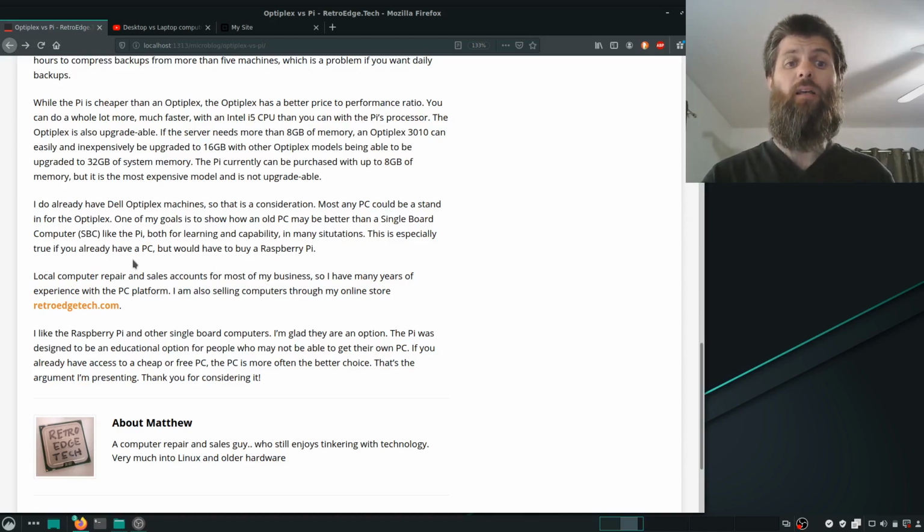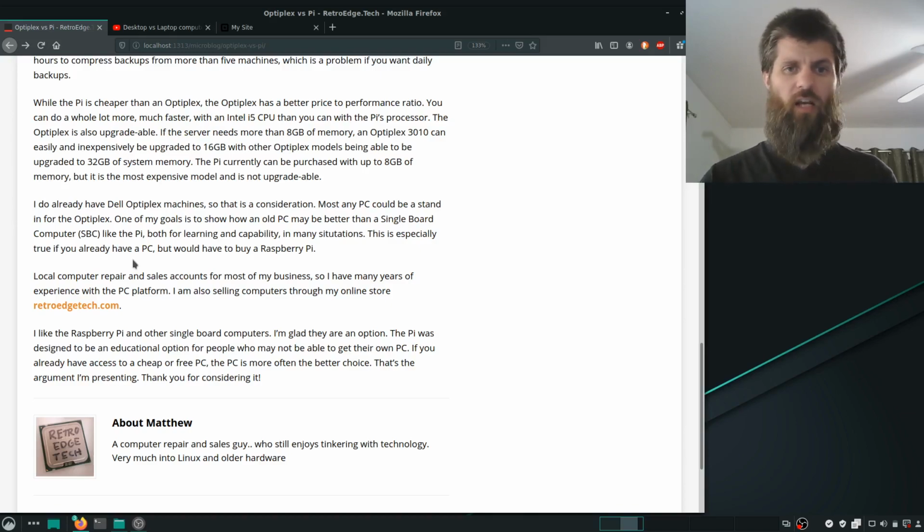The Pi can be purchased with up to 8 gigabytes of memory right now, but that is the most expensive model, and it's not upgradable. It's soldered right to the board. There's no slots that you can upgrade for the future. So if for some reason your server application needs more than 8 gigabytes of memory, and most home applications won't.